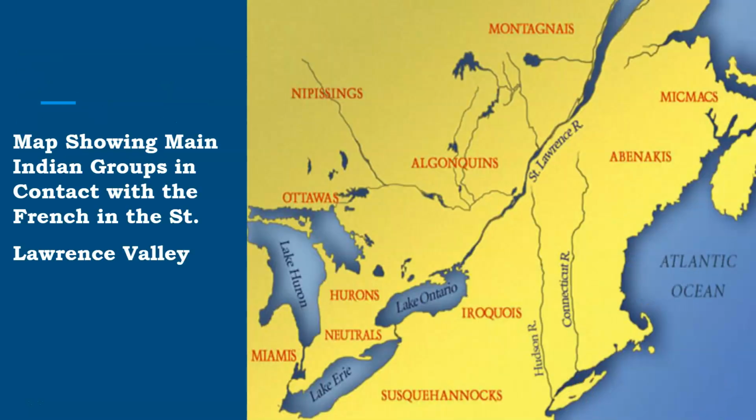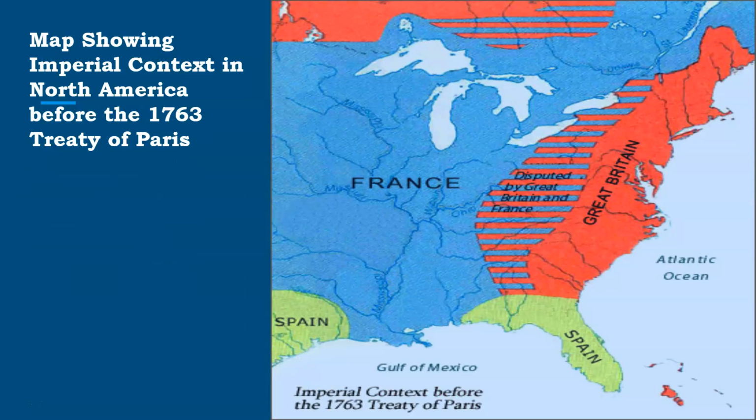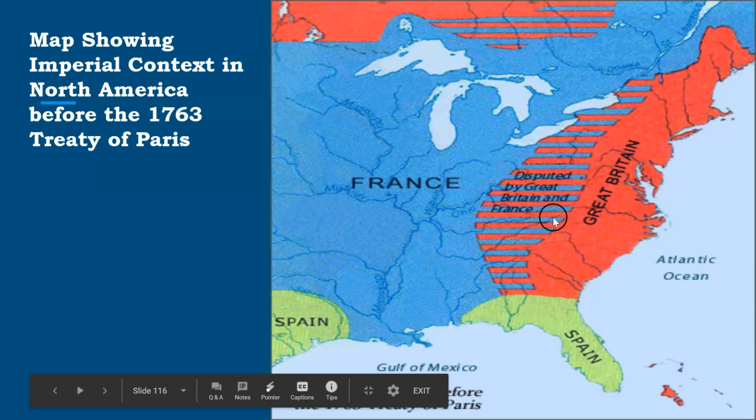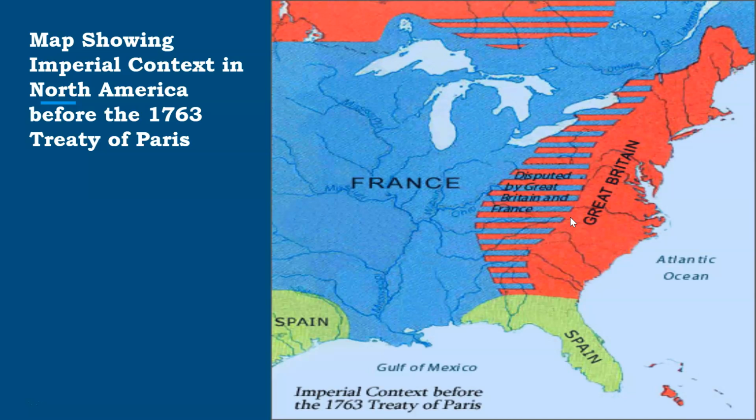This is a map showing main Indian groups in contact with the French in the St. Lawrence Valley. The following map is showing the imperial context in North America. As we know, we kind of talked about this a bit, that you had the charter colonies that were established along the East Coast here, and that those charters actually extended deep into the central portion of the North American region. So this crosshatched area is going to become an area of contestation between not only the English and the native populations, but also the native populations, English and French all together.